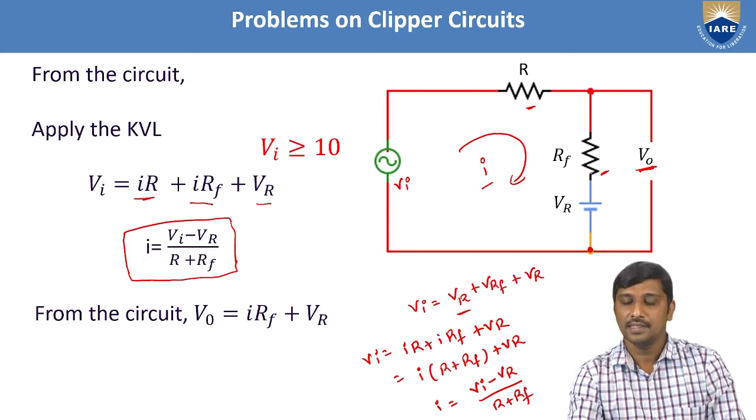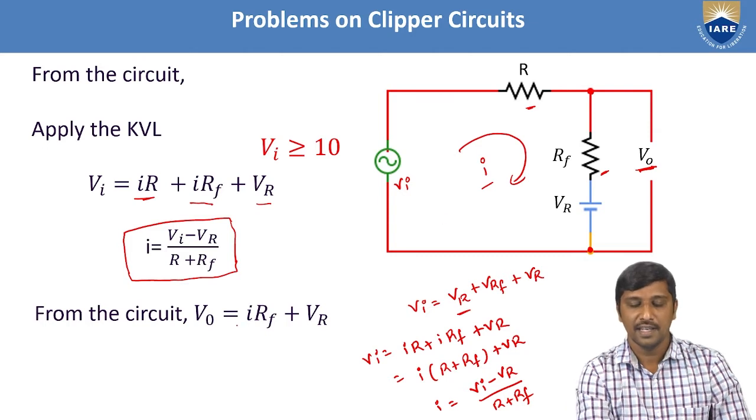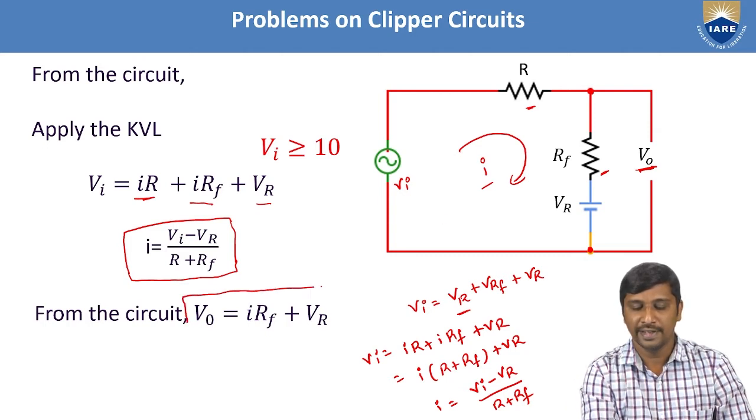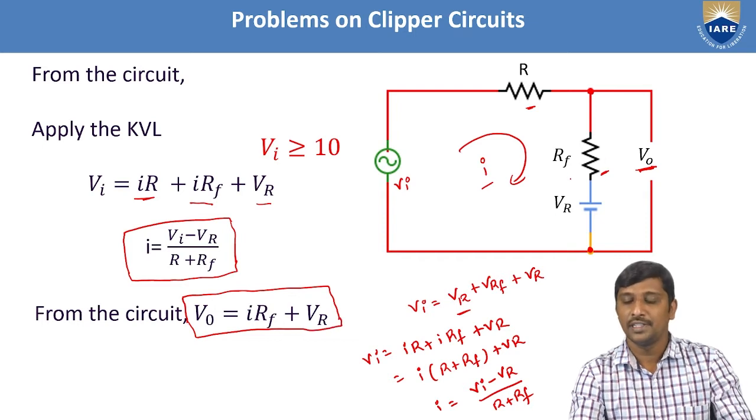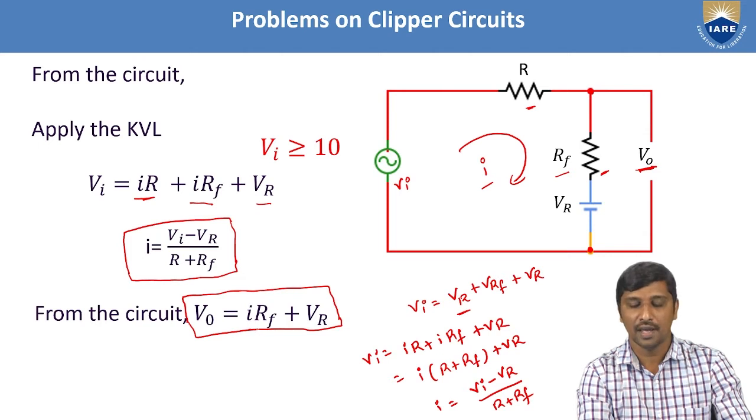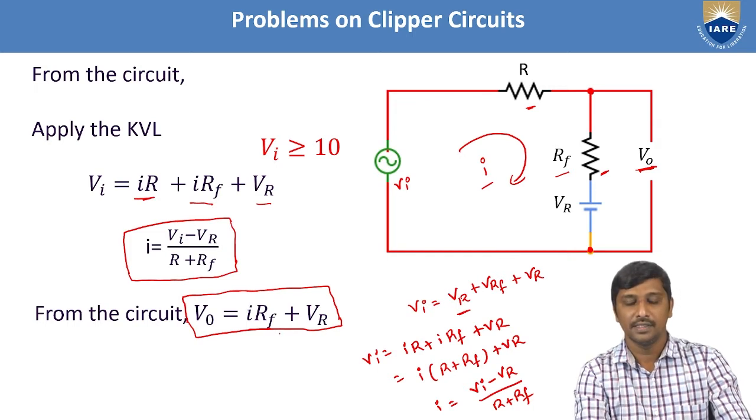Across this resistance, the current is flowing, represented as I. Hence, I represent the output voltage from the circuit as V0, the voltage drop across this RF, which is I into RF, along with the given reference voltage VR. So this is the expression.